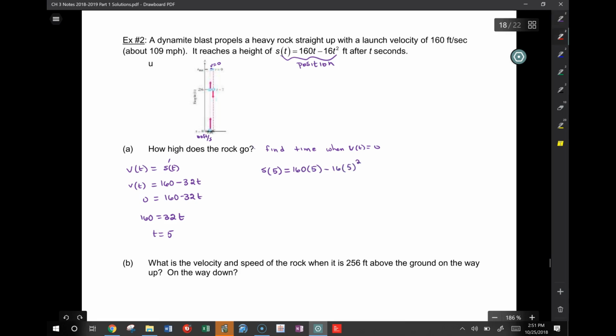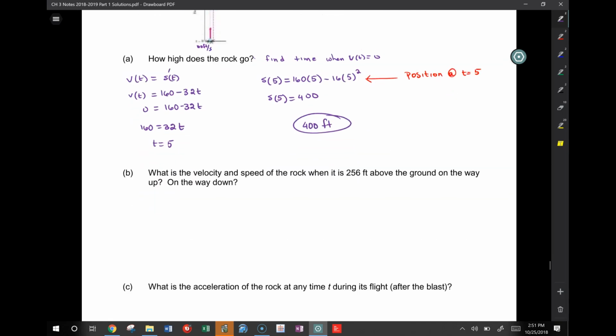Okay, if anybody were to tap you on the shoulder while you're solving one of these problems and ask you, what does that represent? Position at t equals 5. Fantastic. So s of 5 is equal to 400, which means it's 400 feet. Do we include units in these?